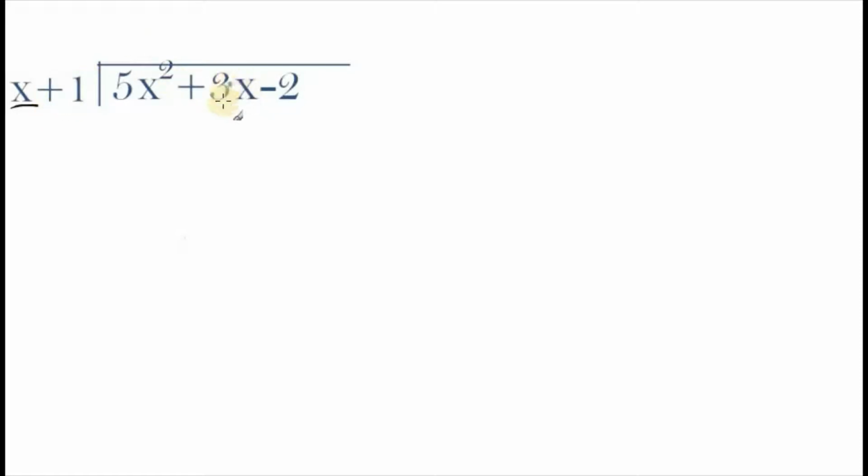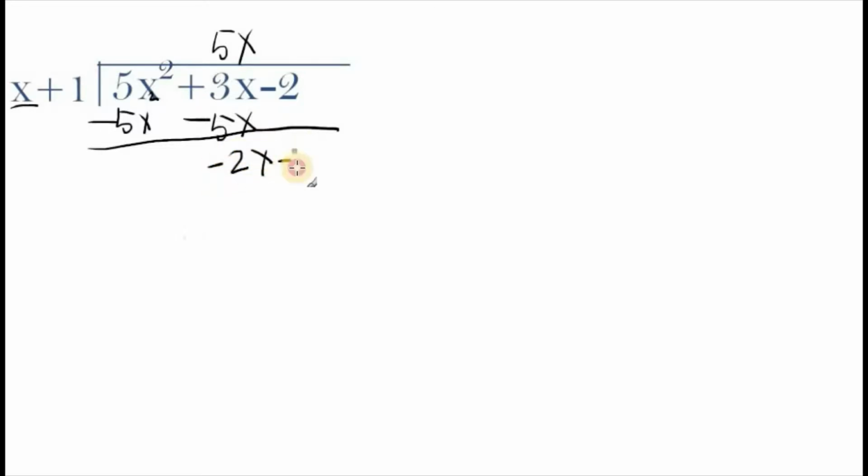So you'd put 5x over where the next x is, like this, and you multiply 5x times x, which gives you 5x squared, and 1 times 5x, that would give you 5x, and you're going to subtract, and you'll get negative 2x minus 2.